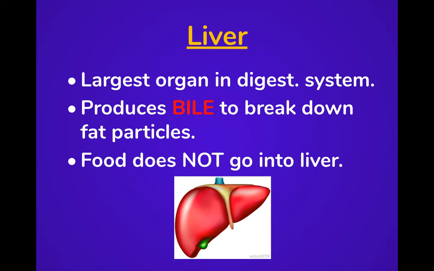Sometimes people's gallbladder may malfunction. They may have to get it removed, and they can still survive because the liver is making the bile, and the liver does put some of that bile straight into the stomach.